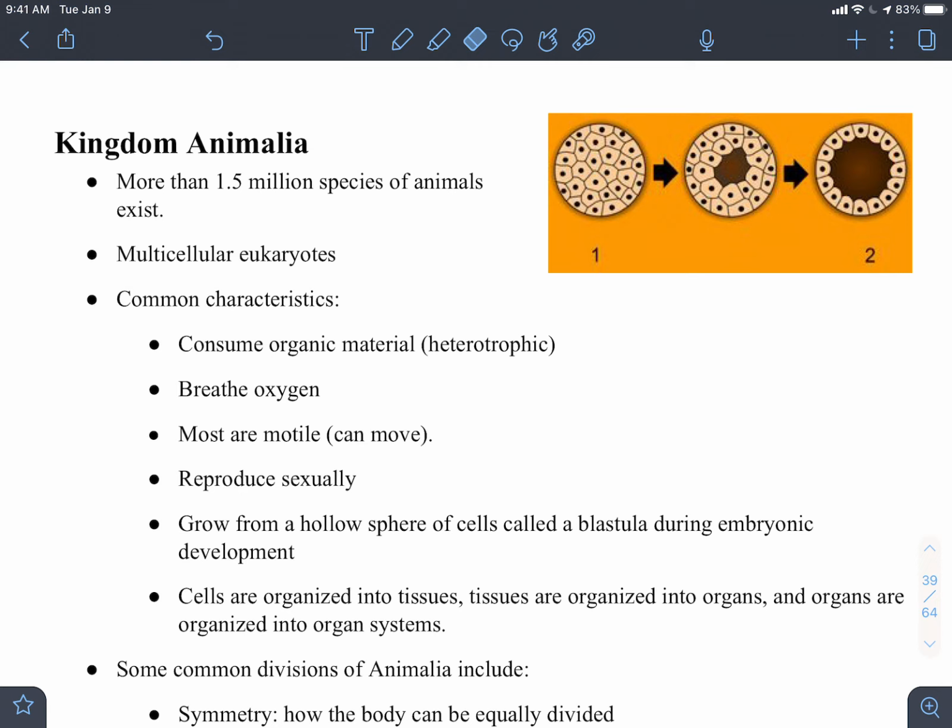Okay, that's a tough one. We'll talk about that in a sec. And their cells are organized into tissues, and the tissues are organized into organs, and the organs are organized into organ systems. So that's organization.